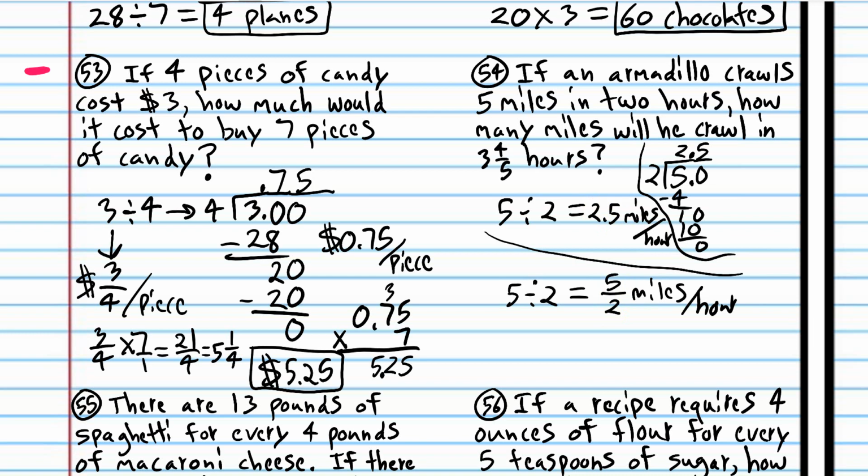So that's how many miles per hour, and it says the armadillo crawls for 3 4/5 hours. So in order to figure out what to do here, you can use the factor label method, or you can just consider these numbers to be, let's say that this is 10 hours. Let's say if that's 10 hours.